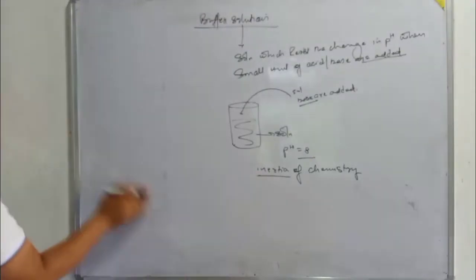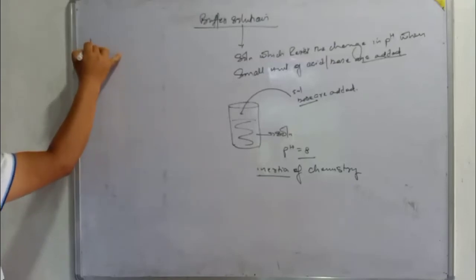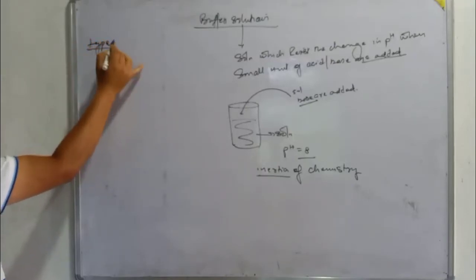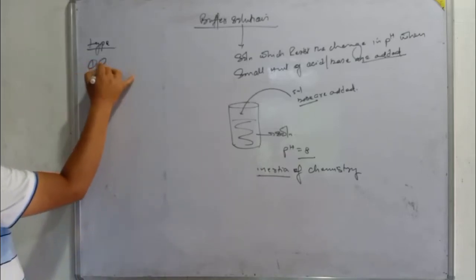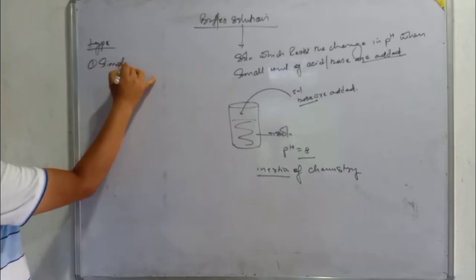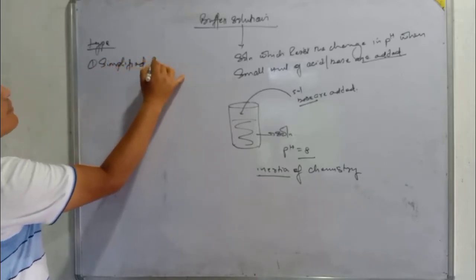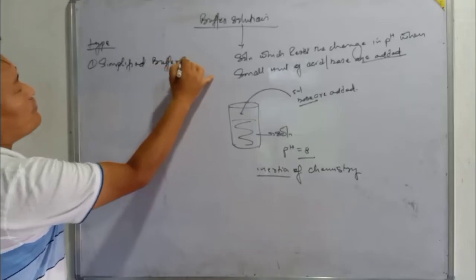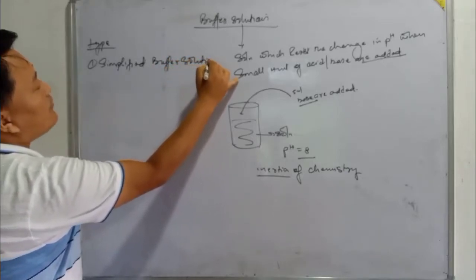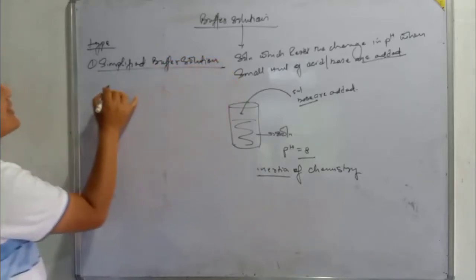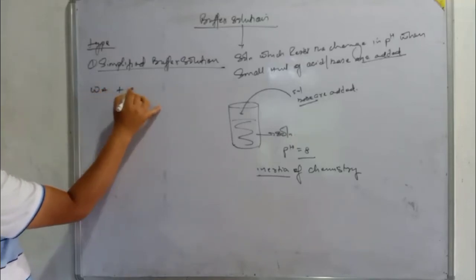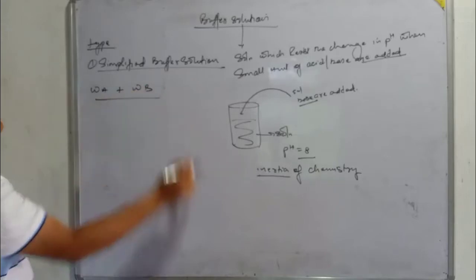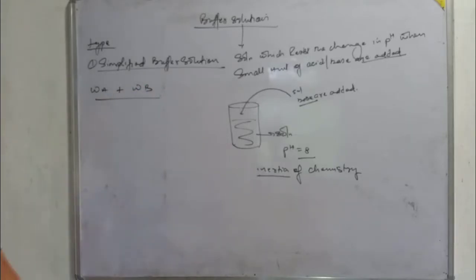Okay, so now we'll see detailing. Now see buffer solution and types. Mainly there are two types of buffer solutions. Number one is the simplified buffer solution. A simplified buffer solution is a combination of weak acid and weak base.